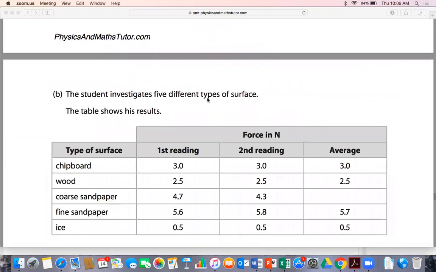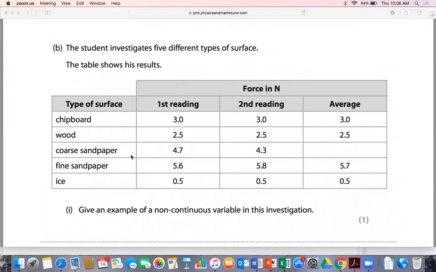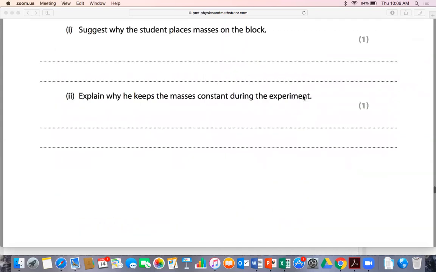Okay, the student investigates 5 different types of surfaces. So these are the types of surface. The table shows these results. Give an example of a non-continuous variable. Non-continuous variable means what is different. What is different here in this experiment? What is the variable that is different here? What's the manipulated variable? What am I changing in this experiment?